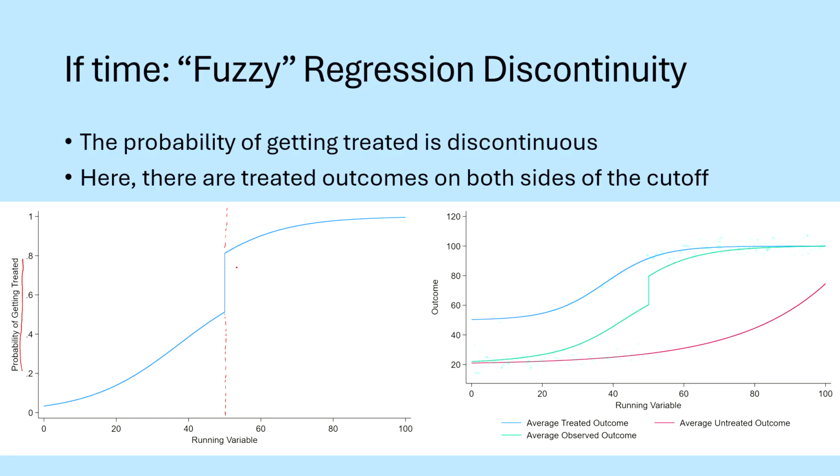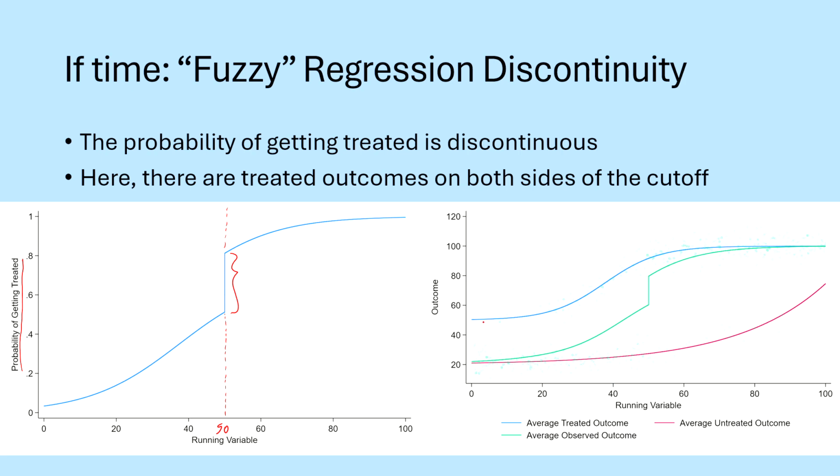So this is the core assumption that you need in order for a fuzzy regression discontinuity method to work. You need there to be some kind of a jump in the probability of getting treated right at a cutoff, which in our case is 50. So what's going to happen to the outcomes at that cutoff?